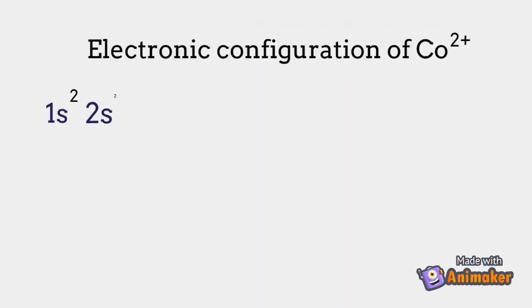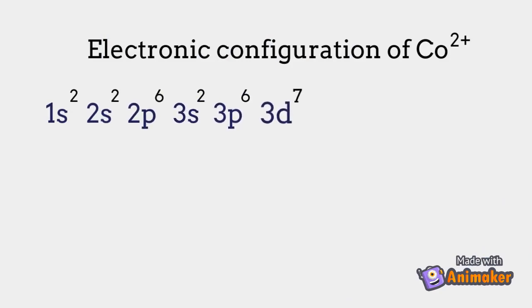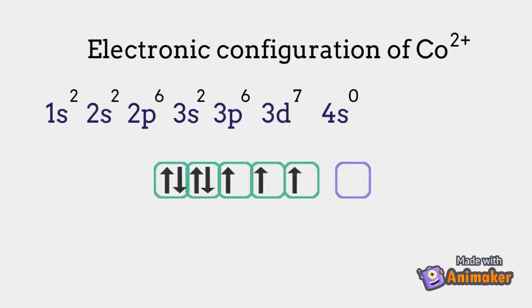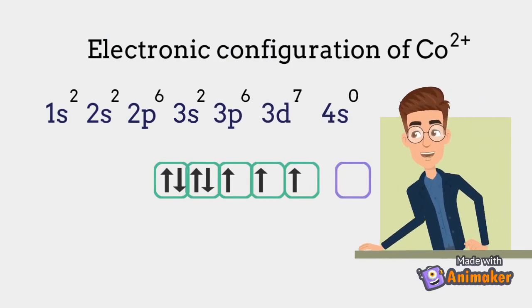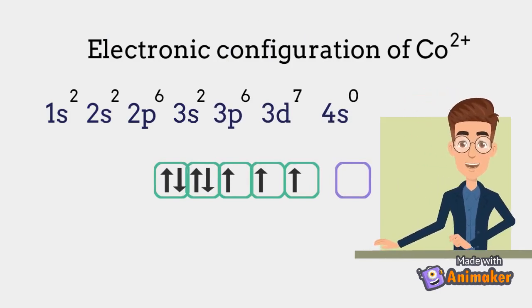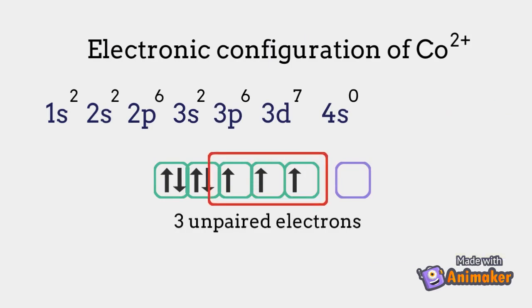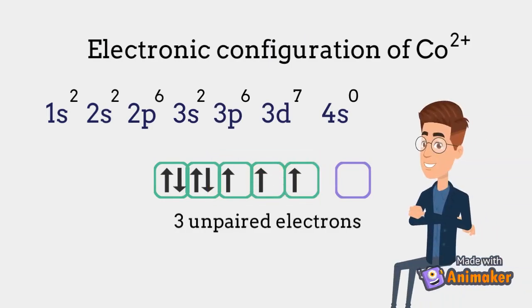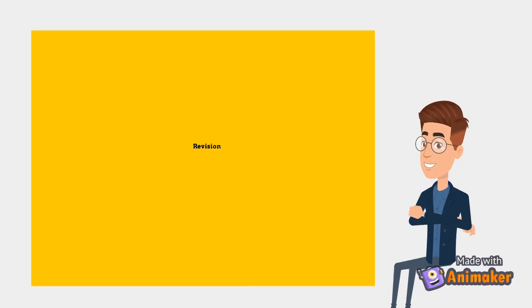Now we have the complete electronic configuration of the ground state gaseous cobalt 2 plus ion. It's a somewhat long title for the cobalt 2 plus, no? Here we have only 3 unpaired electrons in the cobalt 2 plus ion. So the answer for our question is number 3.